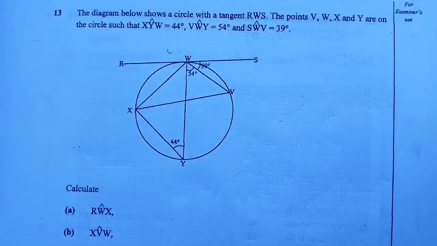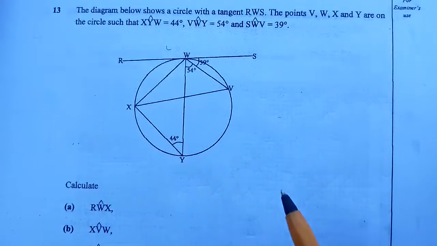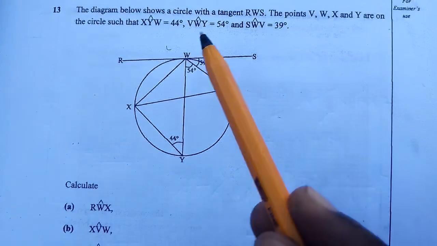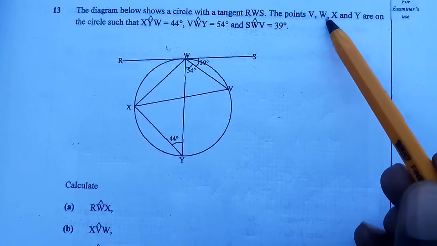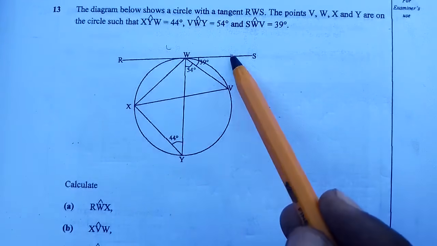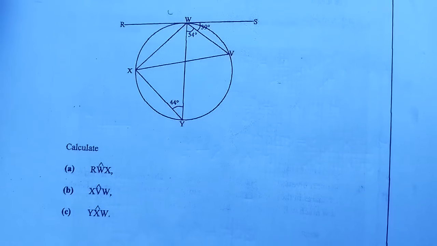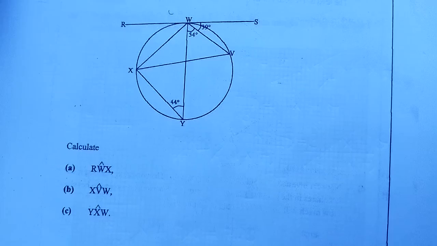So it is saying the diagram below shows a circle with a tangent. This is a tangent. A tangent is any line touching a circle. With this tangent RWS, that's what we are given. The points V, W, X, and Y are on the circle. This is the circle there. Then what is the question? Hope you are able to understand them clearly.